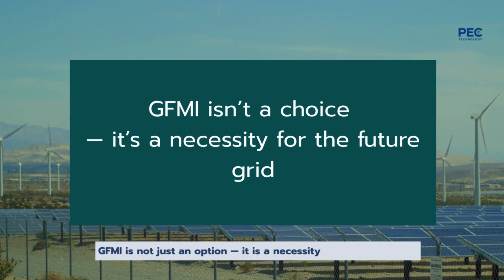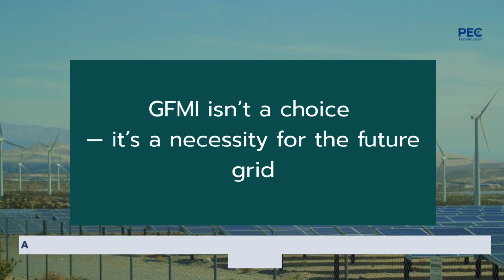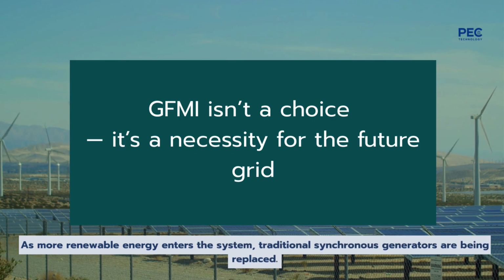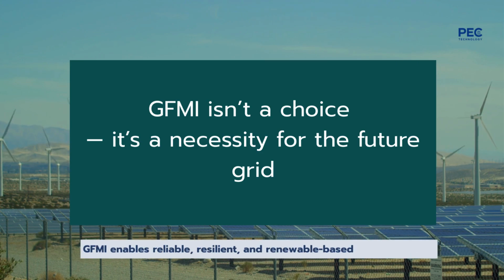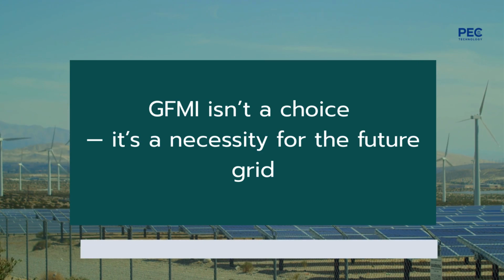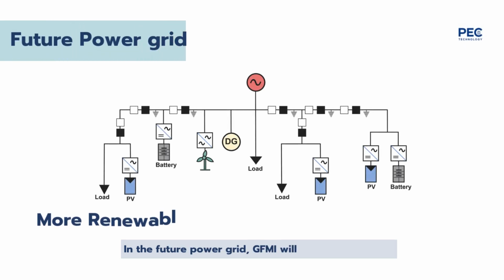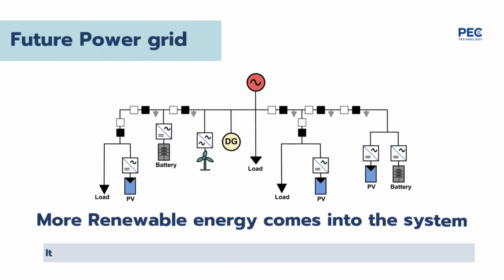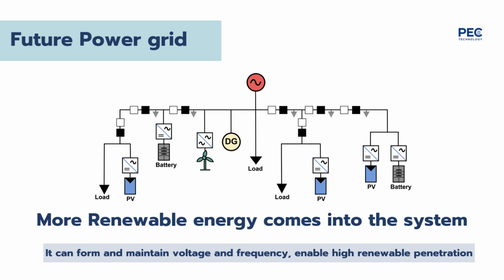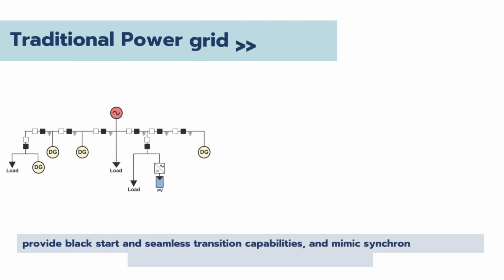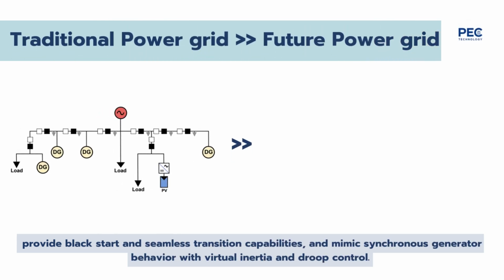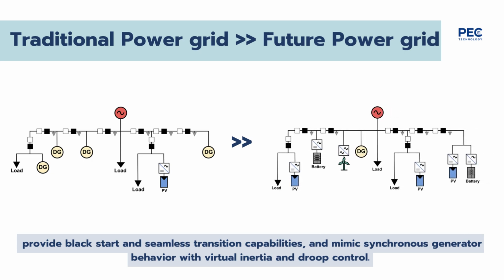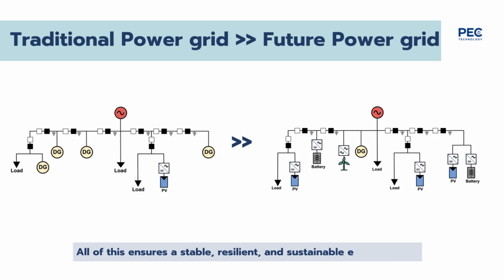GFMI is not just an option, it is a necessity for the future grid. As more renewable energy enters the system, traditional synchronous generators are being replaced. GFMI enables reliable, resilient, and renewable-based power systems. In the future power grid, GFMI will play a central role. It can form and maintain voltage and frequency, enable high renewable penetration, provide black start and seamless transition capabilities, and mimic synchronous generator behavior with virtual inertia and droop control. All of this ensures a stable, resilient, and sustainable energy future.